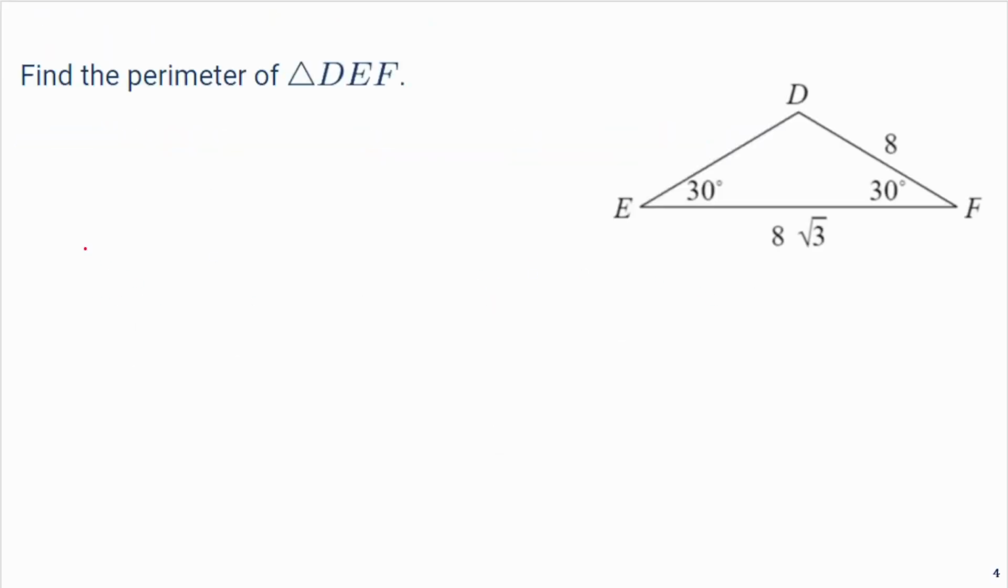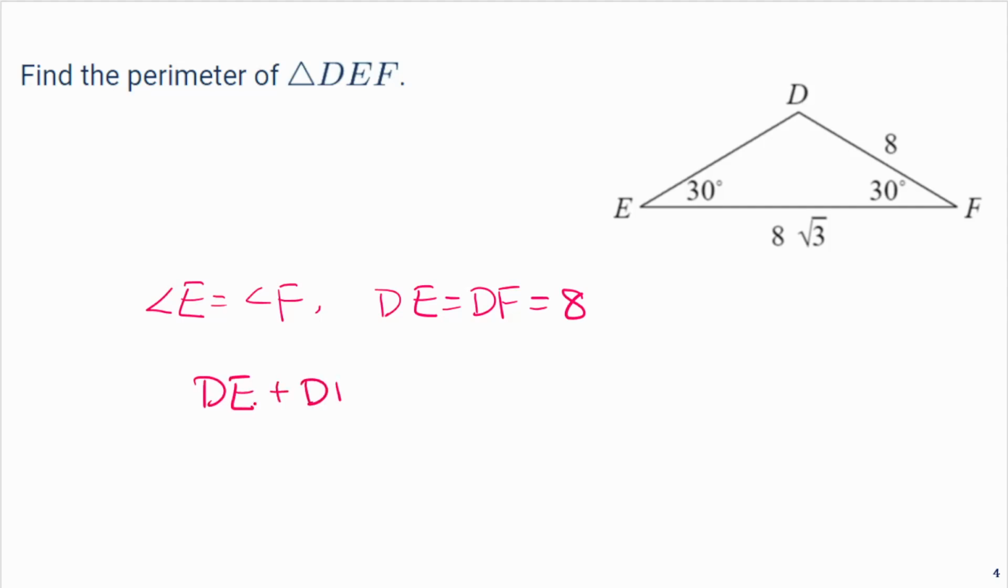No. Okay. Let's consider another question here. Given a diagram like this, can you find the perimeter of triangle DEF? Okay, let me know if you finish, okay? Alright. I finished. Okay, so here we have angle E equals angle F. Then we have DE equals DF, which is 8. Therefore, our perimeter is DE plus DF plus EF. So that's 16 plus 8 square root 3, right? Also a very straightforward question.